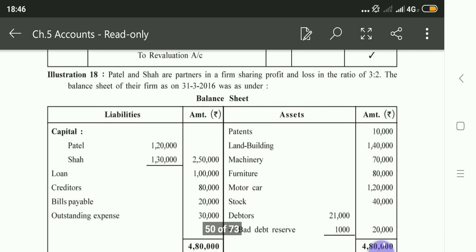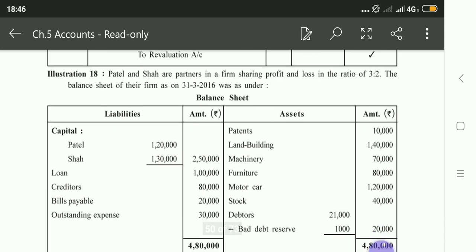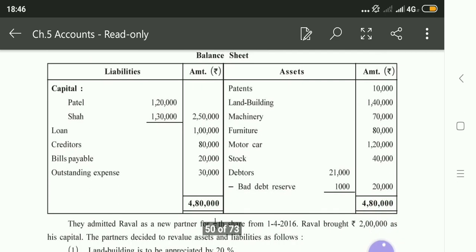So first of all, I can see here the balance of capital accounts of partners is given. Balance of current accounts is not mentioned anywhere. So my sum will contain revaluation, partner's capital, cash and bank, and balance sheet. I can see here the balance of cash and bank is not separately given. So it's okay if I want to skip preparing cash and bank account.